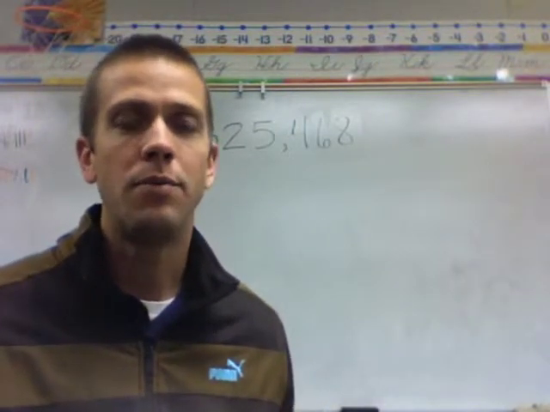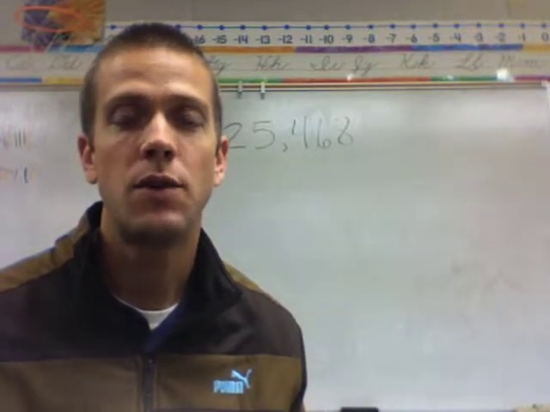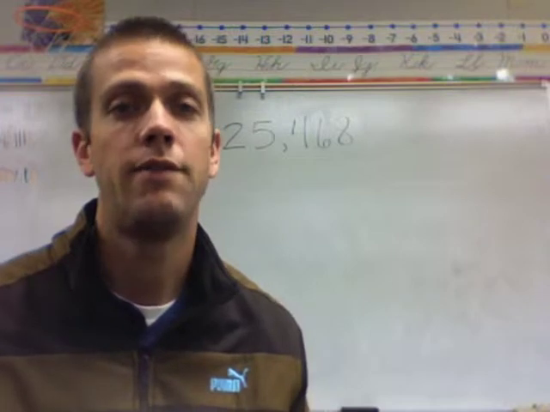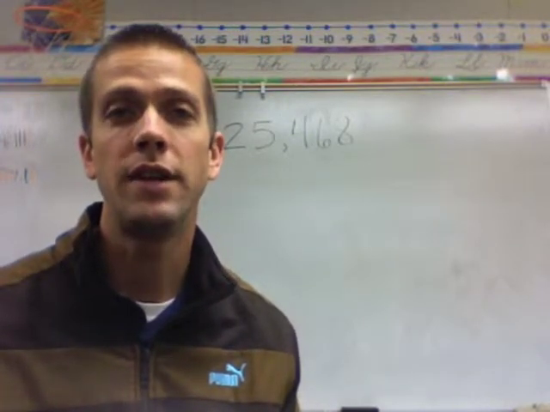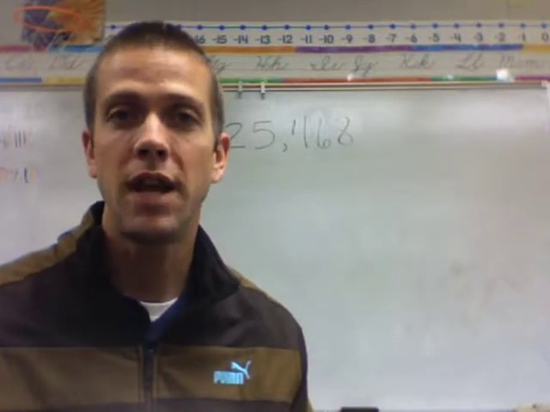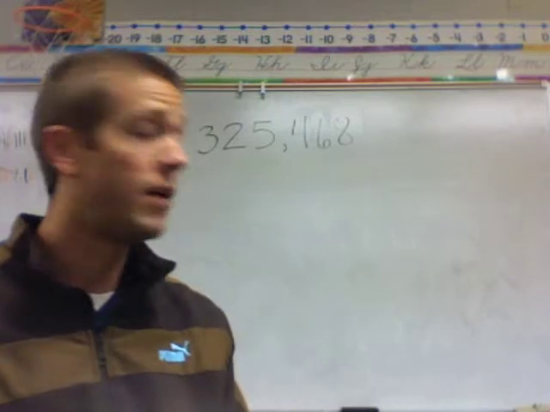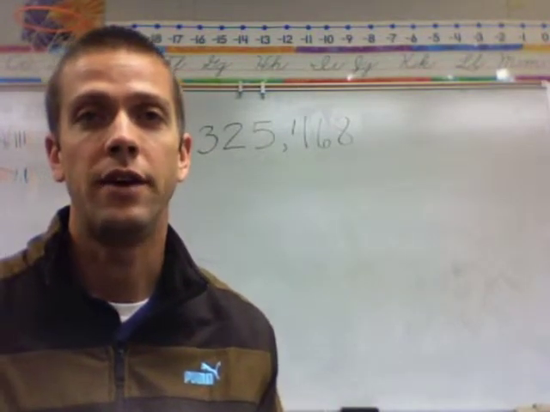Now, the 8's in the ones place, so it's worth 8. The 6, however, is in the tens, so it's worth 60. The 4 is in the hundreds, it's worth 400. The 5 is in the thousands, so it's worth 5,000. The 2 is in the 10,000s, so it's 2 10,000s makes 20,000. And finally, the 3 is in the 100,000s place, so it's worth 300,000.